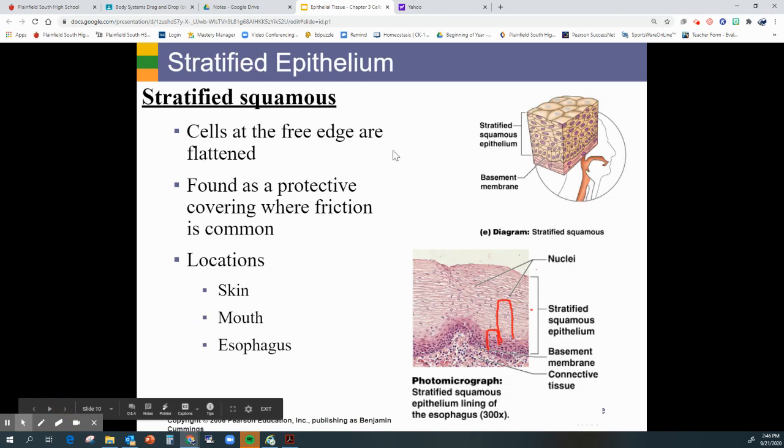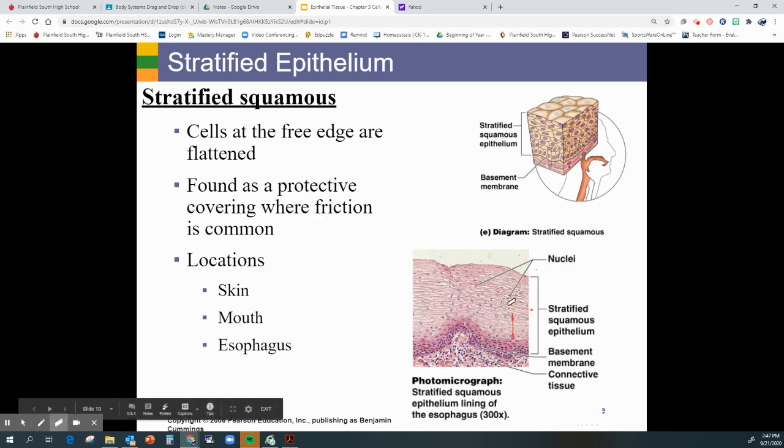Stratified columnar, we tend to see this mostly as the top layer of our skin. Okay. So again, it has a free edge. The free edge is usually flattened cells, and usually those cells are dead. These are mostly found in areas where we need both protection as well as protection from friction.